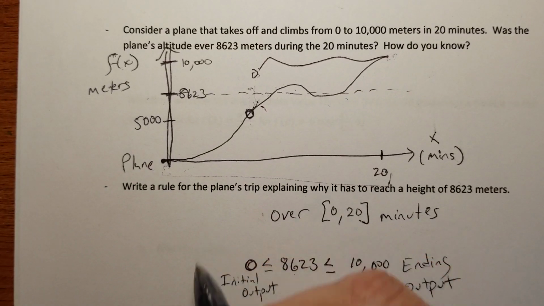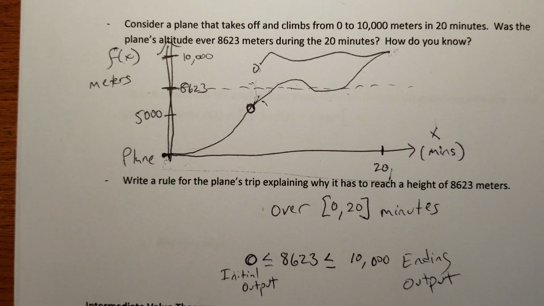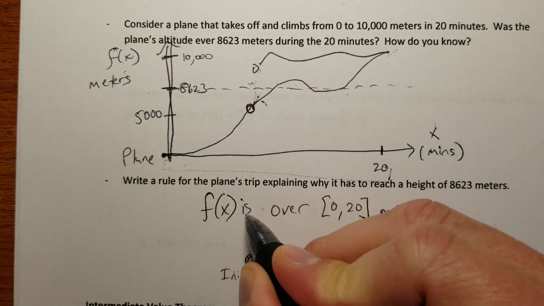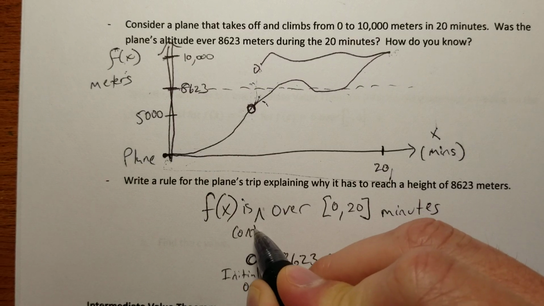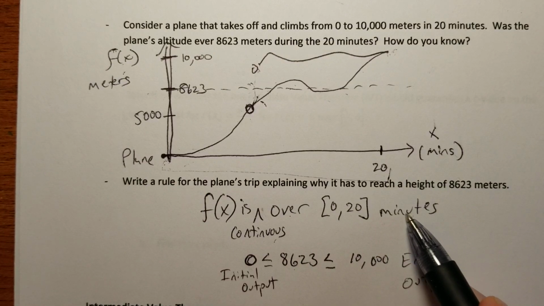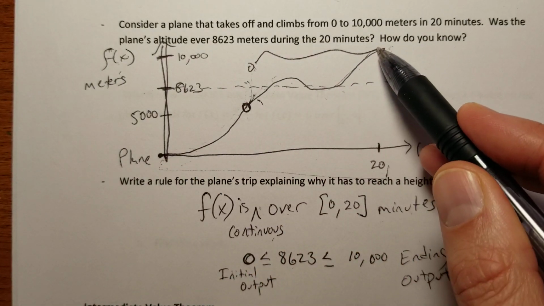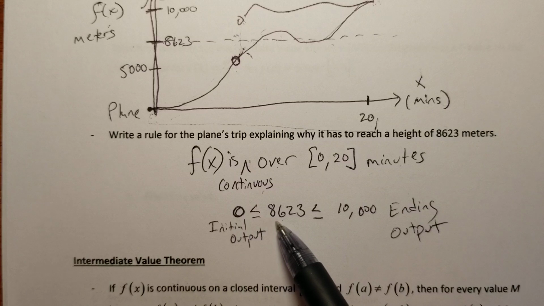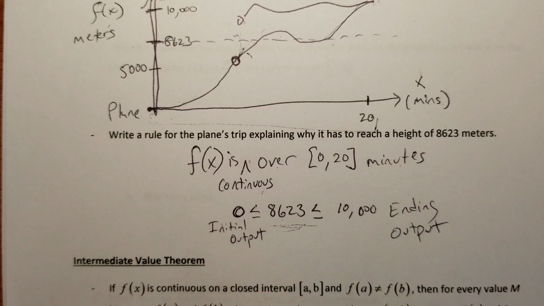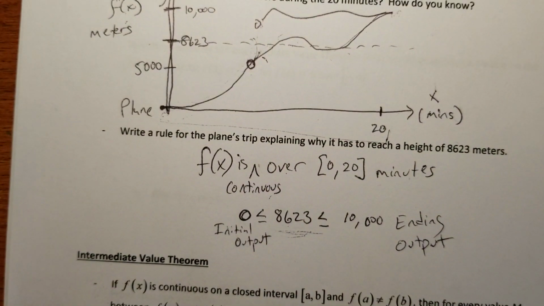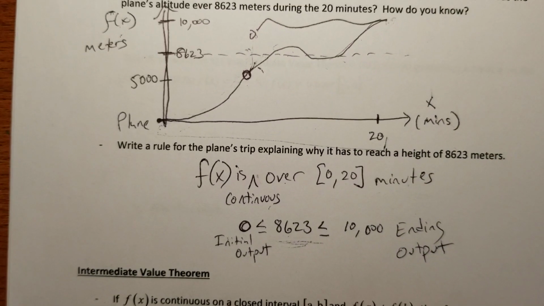So we can say down here, to prove our 8,623 meters is actually achieved, we called it f of x, so that we can say f of x is continuous over that 0 to 20 minutes. And because it's a nice continuous curve and our initial output starts at 0, our ending output is 10,000, we can be assured that we'll hit 8,623 meters. In fact, we can be assured that not only will we hit 8,623 meters, we'll hit every meter between there.